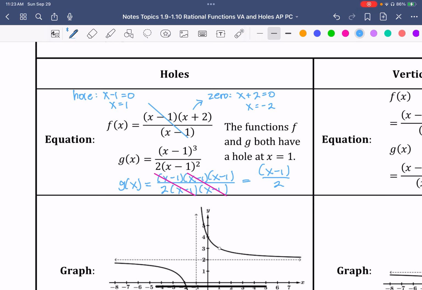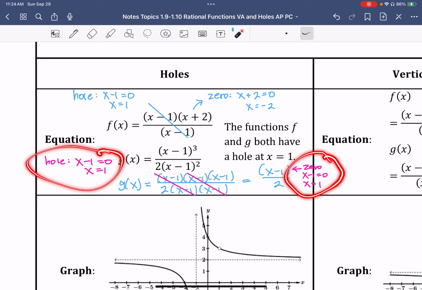Okay, so since we canceled out 2 of the x minus 1s, that will also create a hole. We would set that factor equal to 0, and we would get x equals positive 1. Now, if we continue the same process as earlier, whatever we have left in the numerator would be your 0. Since we had this factor left in the numerator, I would say that we have a 0, and we would set that factor equal to 0, and we would get x equals positive 1. Now we run into an issue because we said we had a hole at x equals 1 and a 0 at x equals 1.